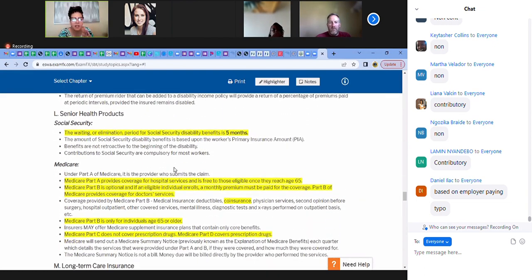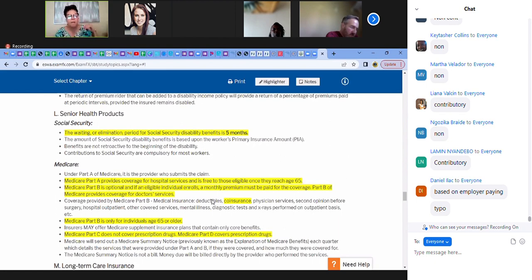All right, here's the last section, Medicare and long-term care, and we're done. Social Security disability has an elimination period of 5 months. With the private ones, you pick: 30 days, 60 days, 90 days, 180 days. Disability for Social Security is 5 months. Then Medicare Parts A, B, C, D. Make sure you read it and understand it.